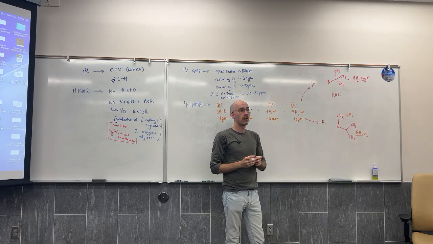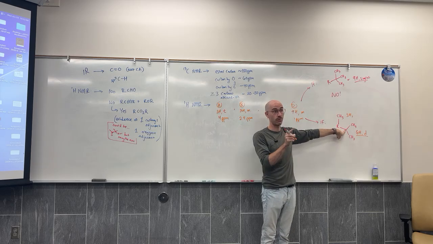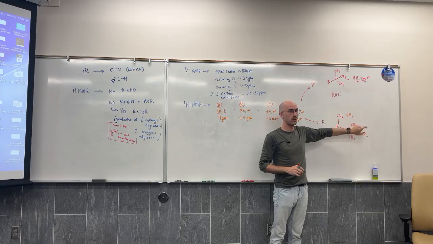Wouldn't it be 7 peaks? Oh, no, the 1H here would have 7 peaks. But the 6H would be a doublet.